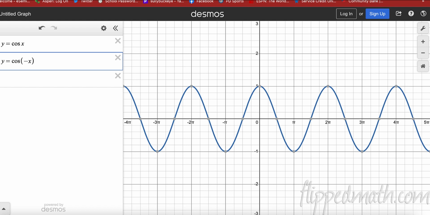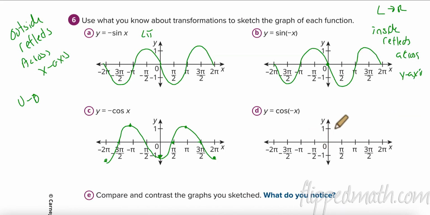Boom! Nothing changes. Why? Because I reflected here? It's already there. It's already a reflection. It's already a reflection. So the cosine of a negative doesn't change anything. That's pretty awesome.